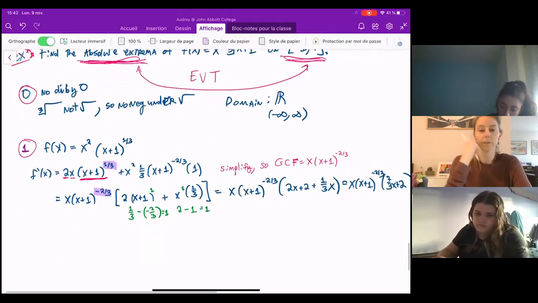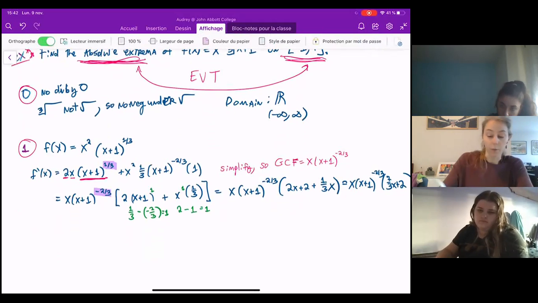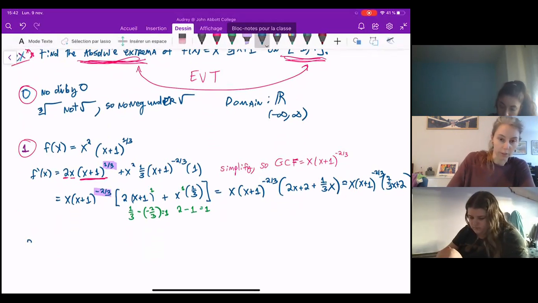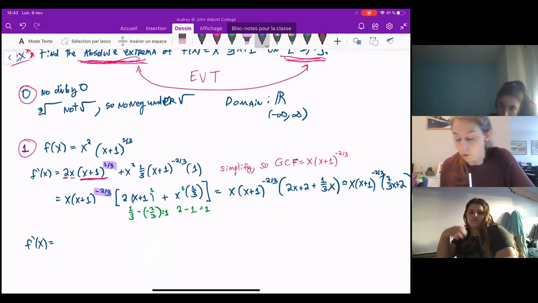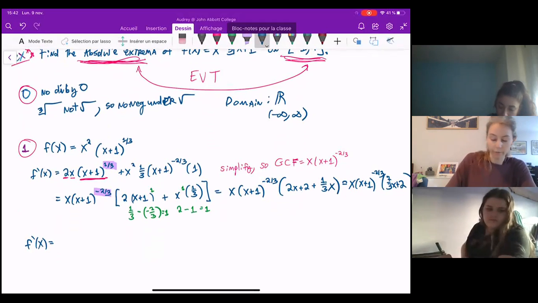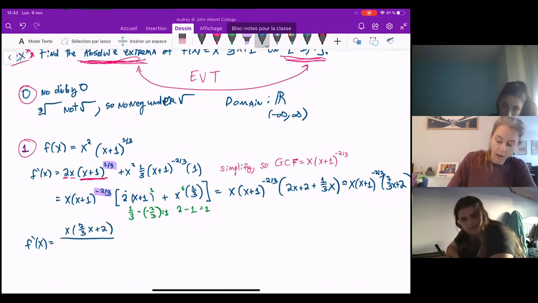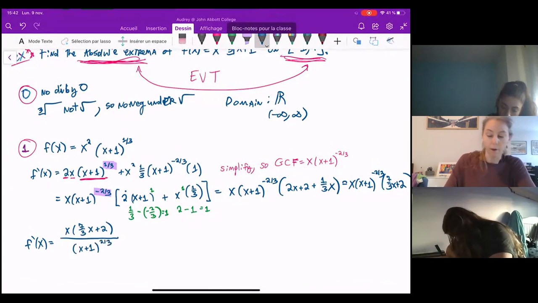What do I need to do to finish this thing? I need to deal with it. How can I deal with that negative 2/3? Division, exactly. So remember we've said negative exponents, we don't want negative exponents in our simplified form, so we bring those negative exponents down. So I have 7/3 x plus 2, and then I bring that x plus 1 to the 2/3 to the bottom.